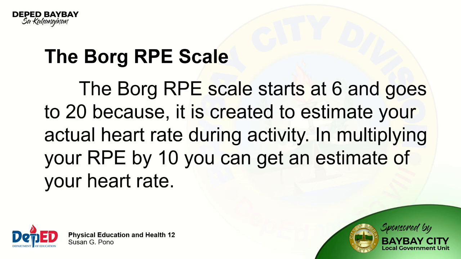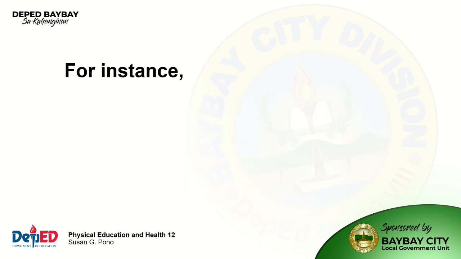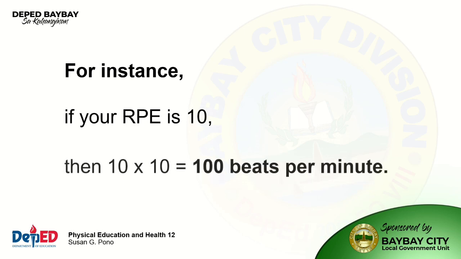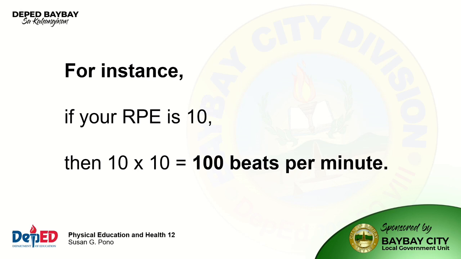The Borg RPE scale starts at 6 and goes to 20 because it is created to estimate your actual heart rate during activity. By multiplying your RPE by 10, you can get an estimate of your heart rate. For instance, if your RPE is 10, then 10 times 10 equals 100 beats per minute.